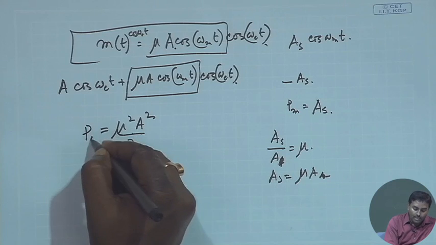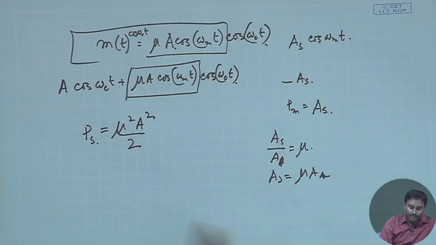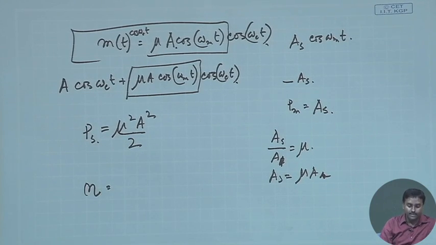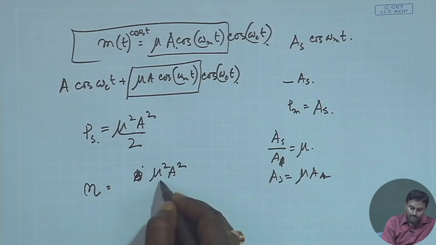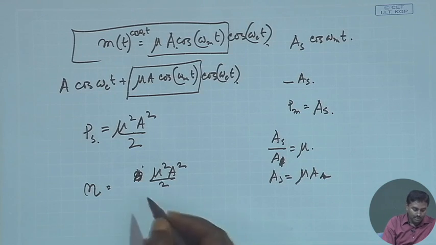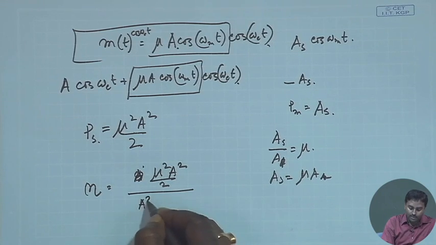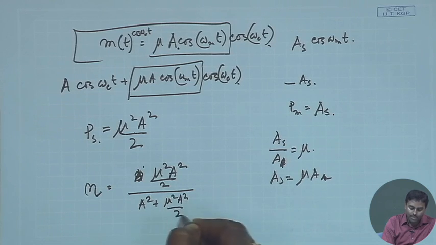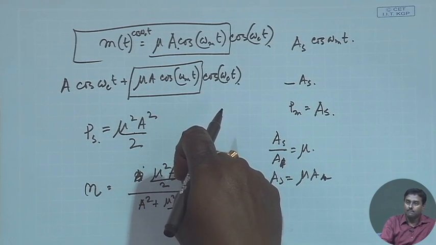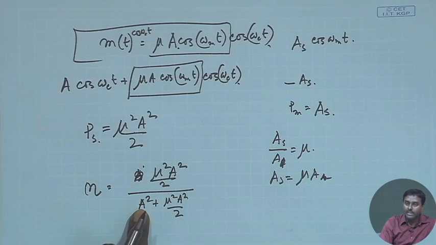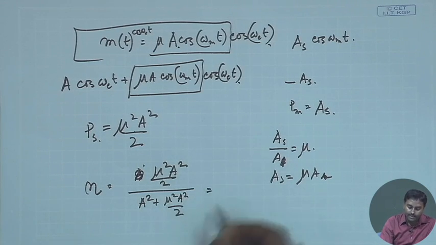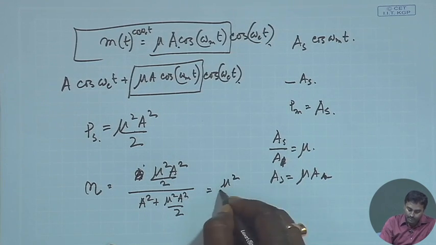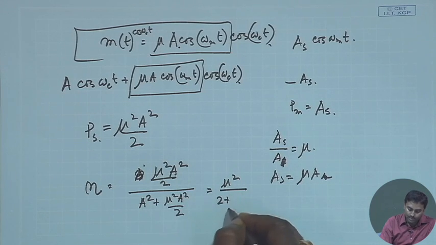This I can call PS, and immediately I can evaluate the efficiency, which is mu square A square by 2 divided by A square plus mu square A square by 2, according to that formula. That is PS divided by A square plus PS. A square I can cancel out, so I get mu square divided by 2 plus mu square.